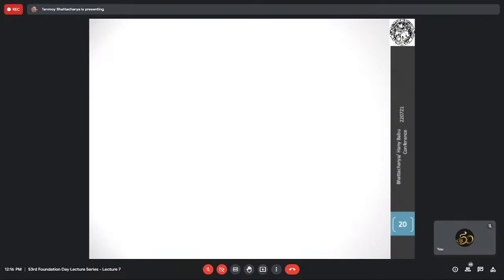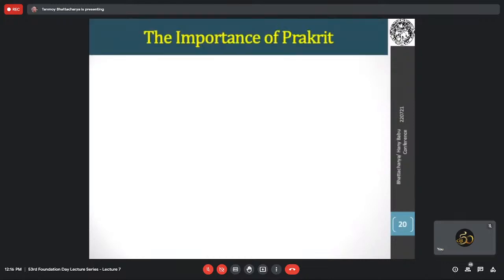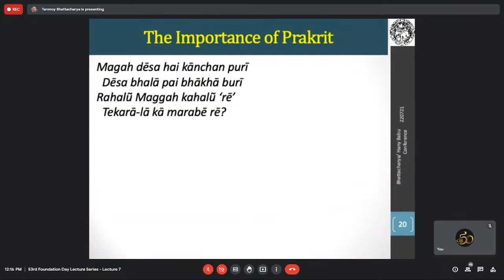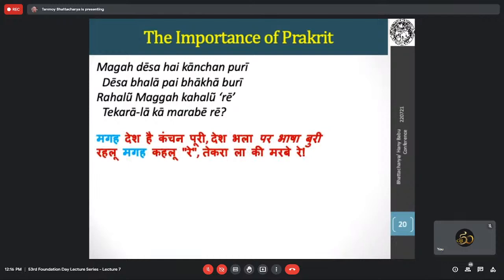Now, that might give it a lower status of Prakrit, but I think for my story, Prakrits are of utmost importance. And it's not that I'm picking references selectively. It is all over the place that Prakrit became important. For example, this is an oft-quoted thing. I have quoted this, as I told you, 10 days ago, but earlier as well. Magaha Desha, let me give you the Devanagari version. Magaha Desha hai kanchan puri, desha bhala par bhasha buri. Rehlu magaha kahlu re, tekrala ki marbere.